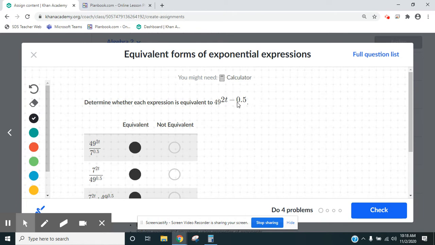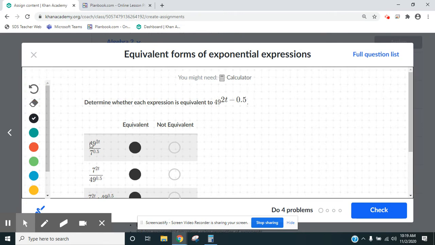49 to the 2t minus 0.5. All of that is an exponent. So all of that is up there. What I'm going to do when I do these is I'm going to rewrite it. And I'm going to think, all right, how else could this be rewritten? So for example, I notice that this has two exponents that are subtracted. So at some point you could say, hey, these two things were divided, right? All right, that's good.